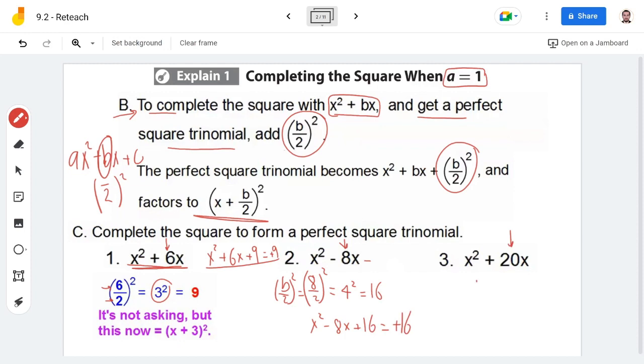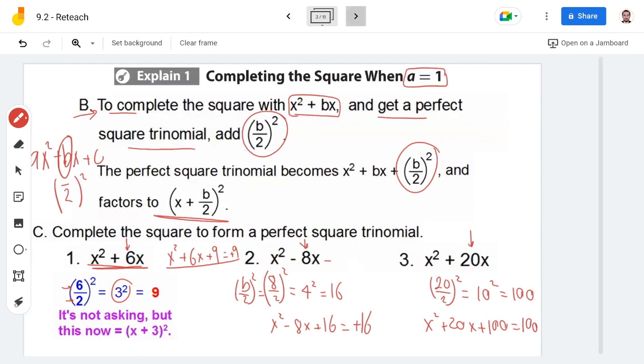Now, same thing here. This one is b. So it will be 20 over 2 to the power of 2, which is equal to 10 to the power of 2, which is equal to 100. So now the answer will be x squared plus 20x plus 100 equal to 100. So this is the first step of doing the perfect square. Okay, we didn't finish yet.